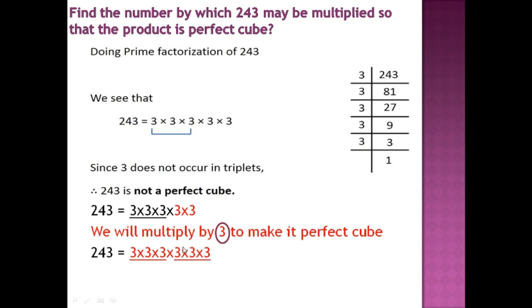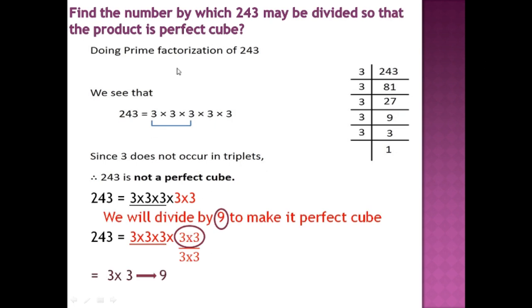Now what we will do? If we want to make a group of 3 numbers here, that means we need one more 3 here. If we multiply by 3, then we can make the group of 3. See here, I have multiplied by 3, then we are able to make this group of 3. This group we were already having. So that means what will be our answer? We will multiply by 3 to make it a perfect cube.